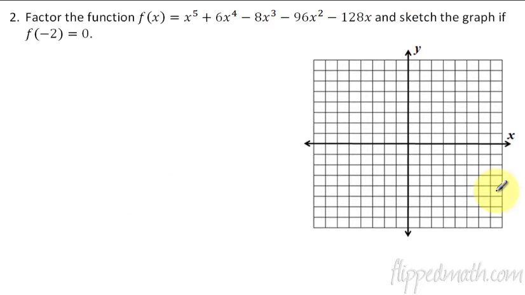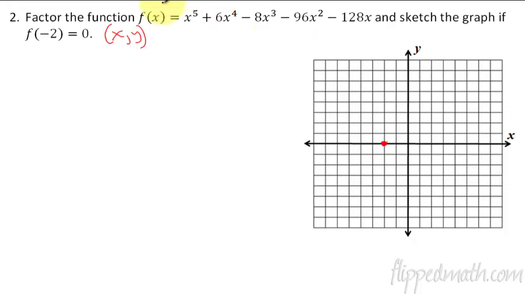Number 2, factor the function, and sketch the graph if f of -2 equals 0. This right here, right away, that's telling me that I have an xy coordinate point, -2, 0. So I'm going to go over here, -2, 0, and I'm putting a point before I do anything else, just to remind myself that is a coordinate point. Now, what else can I do with this?